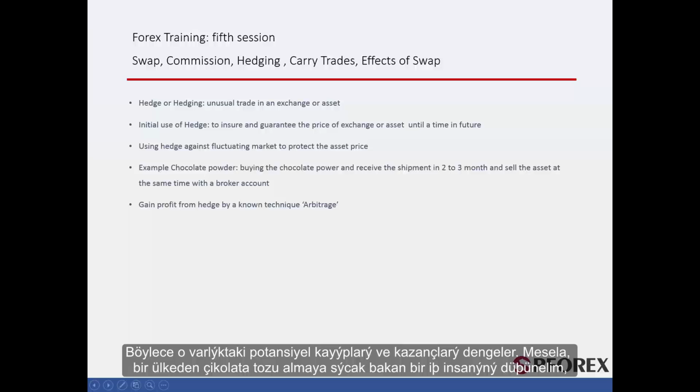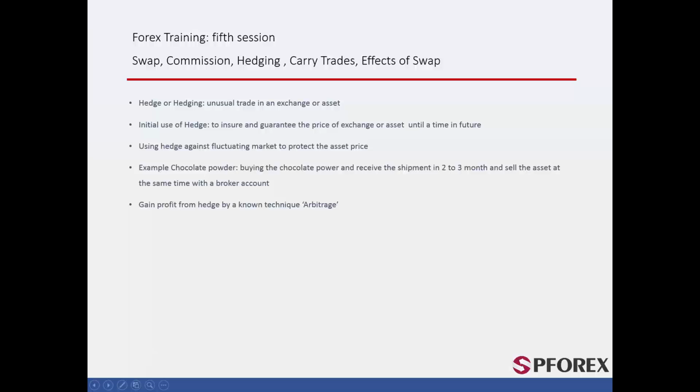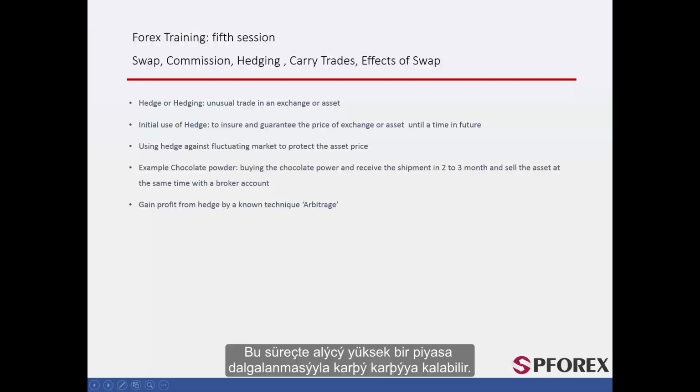For instance, imagine a businessman is in favour of purchasing a chocolate powder from some country, and it takes 2 or 3 months for merchandise to be delivered to him. During this period, he may experience dramatic market fluctuation. It might be a positive or negative one.